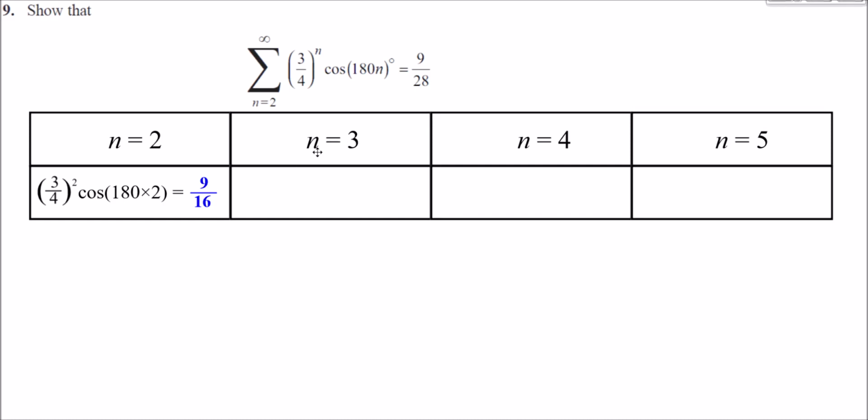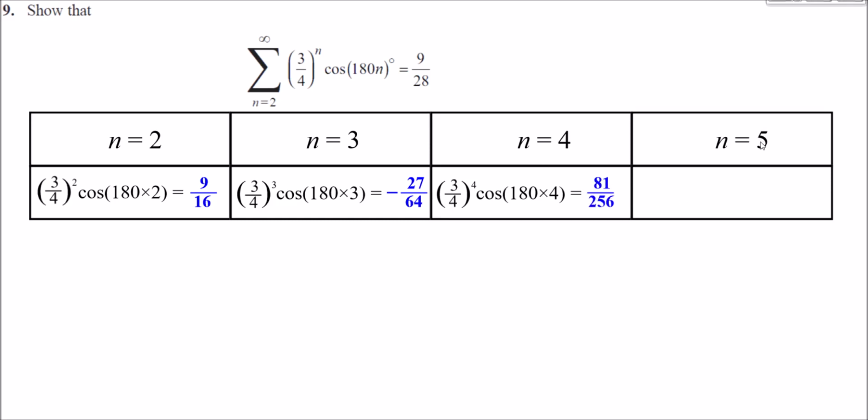Now let's try when n is 3. When n is 3, the third term will be 3 over 4 cubed. So the second term, I should really say, because we're starting from when n is 2, will be 3/4 cubed multiplied by cos of 540. That would give minus 27 over 64. When n is 4, we'll get 3/4 to the power 4 multiplied by cos 720, which is 81 over 256.